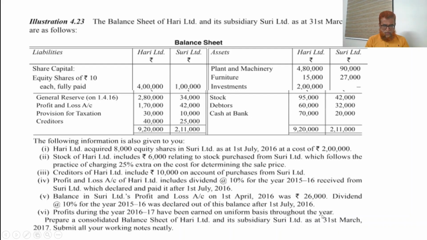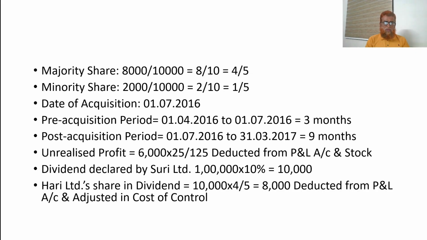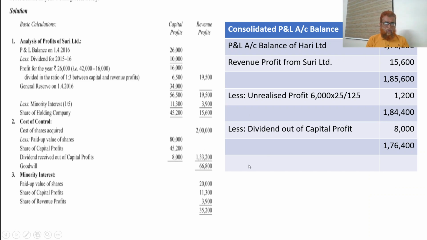Okay, the percentage is uniform throughout the year. So prepare a consolidated balance sheet of Hari Limited and its subsidiary as on 31st March 2016. Submit all your working notes neatly. Anyhow, we have calculated this in this slide, and by using all this calculation, we will prepare the working notes or notes to the accounts. First of all, we will follow this type of method, with some calculations.